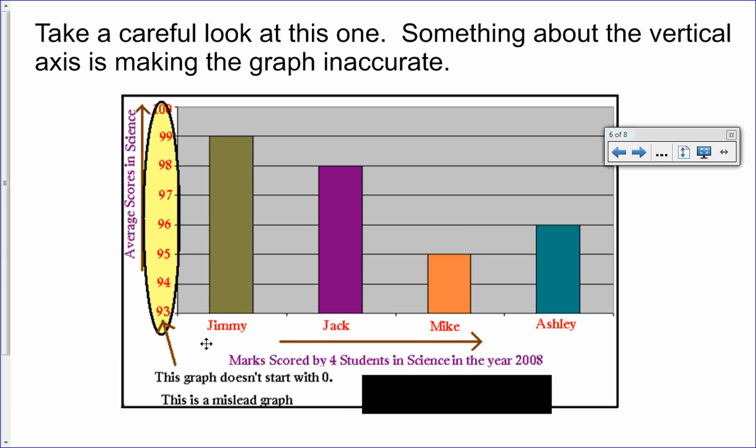This graph is not starting at 0, so this is a misleading graph. A graph is supposed to start at 0 and work its way up. So what we're really getting is only partially completed bars that really throw off our understanding of the difference in the results for these marks.